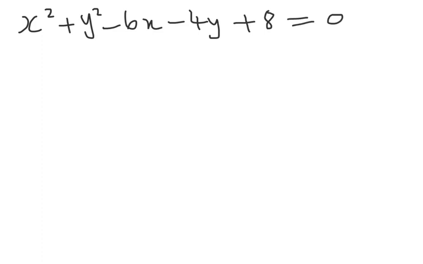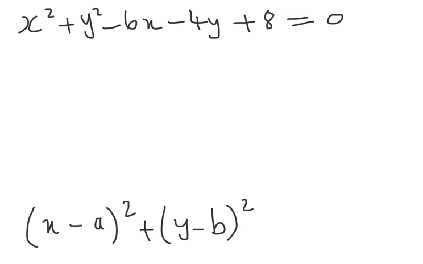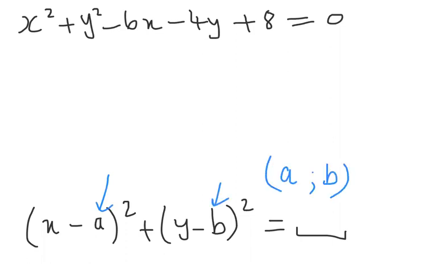So x squared plus y squared minus 6x minus 4y plus 8 equals 0. So the rules say if we have something like this, x minus a squared plus y minus b squared, something like this, whatever the answer is, then this a and b will be the center. So what I'm going to try to do is to redo this formula here on top so that it looks something like this here at the bottom. Because if we can do that, then we have that center.